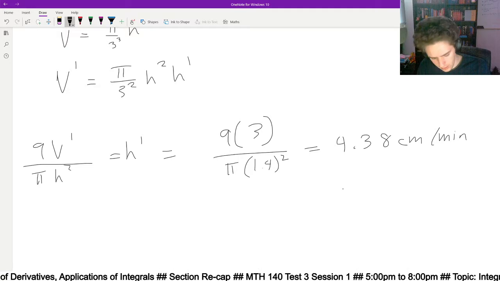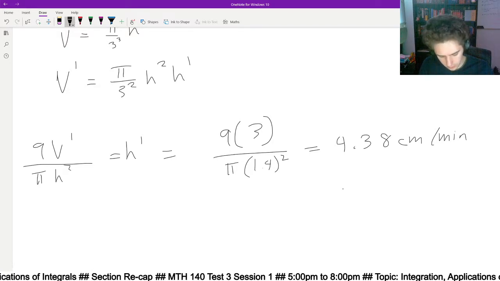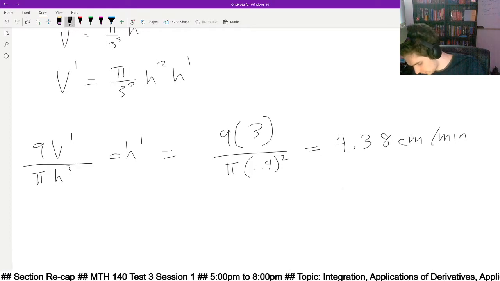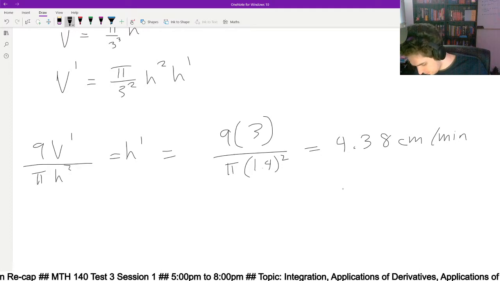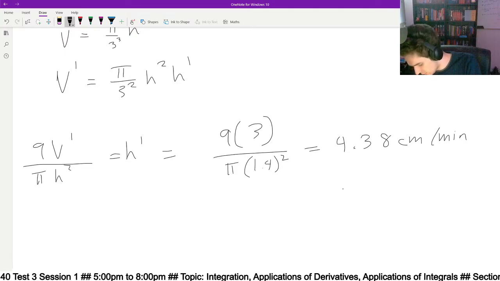I just didn't square it. I guess I just didn't finish writing the question for some reason. It has to be a square there. 27 over pi times 140. Yeah, I didn't write the square, but I think I just forgot to write it.